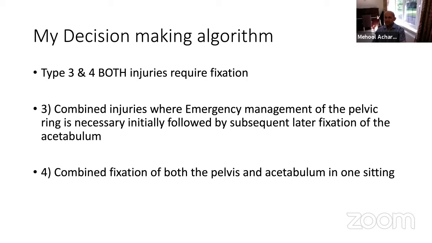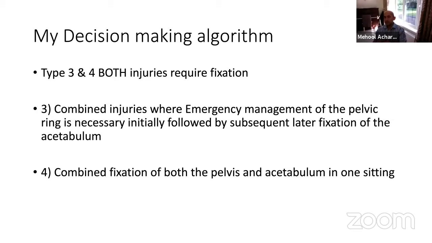And then you move on to subtypes 3 and 4. So this group of patients make up the other 25%. And in this group, I tend to divide them into two different categories. There are those which I term subtype 3, and these are combined injuries where there's a requirement for emergency management and stabilization of the pelvic ring. Okay, it's life-threatening, limb-threatening, you need to stabilize the pelvic ring. So you do that, and then you come back and fix the acetabular fracture.